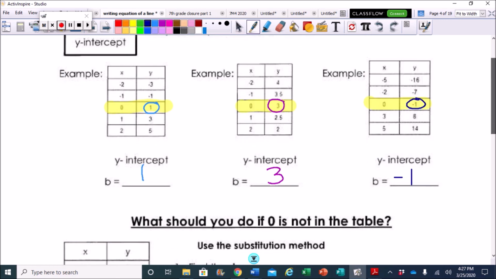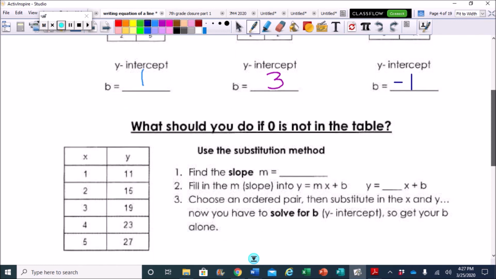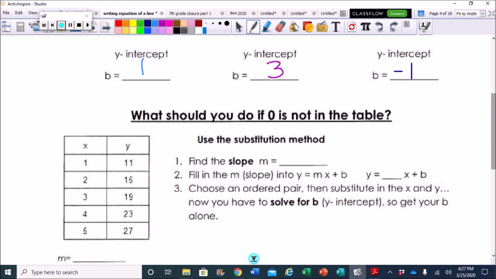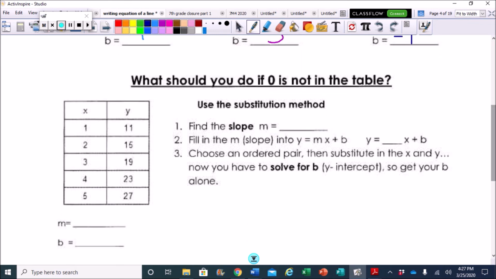What should you do if 0 is not in the table? Well, there's a couple different ways you can do it. You can find the slope and work backwards, or you can choose an ordered pair and plug in. Now, the best ordered pair to use is easiest. Don't get complicated. Like, I wouldn't be choosing 4 and 23. That's going to make things really messy. I'd keep it easy, like 1 and 11.